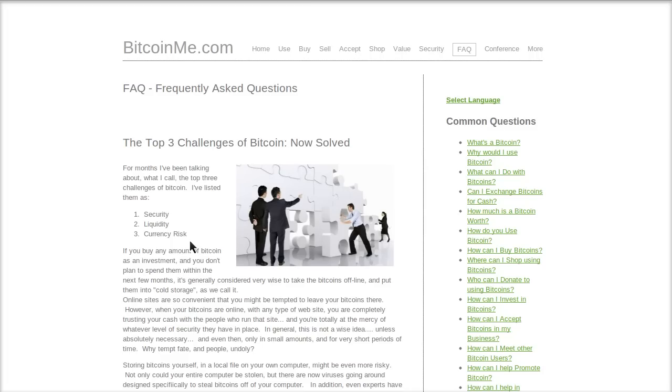And again, if you want to invest, keep it in there for 6 months or a year or more. So I believe those top three challenges of Bitcoin have now been solved: security, liquidity, and currency risk. So I believe that Bitcoin is poised to take off like a rocket. Obviously, these new technologies, products, hardware, services are still evolving and coming out every single day, but Bitcoin is now ready for prime time. I hope you agree with me.